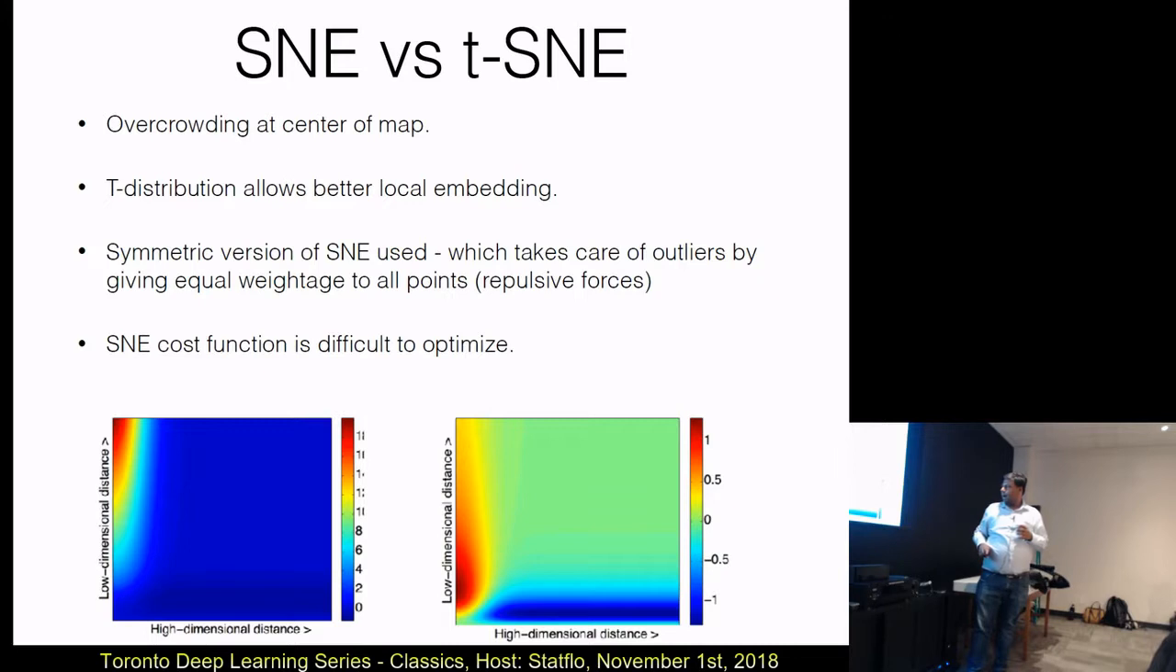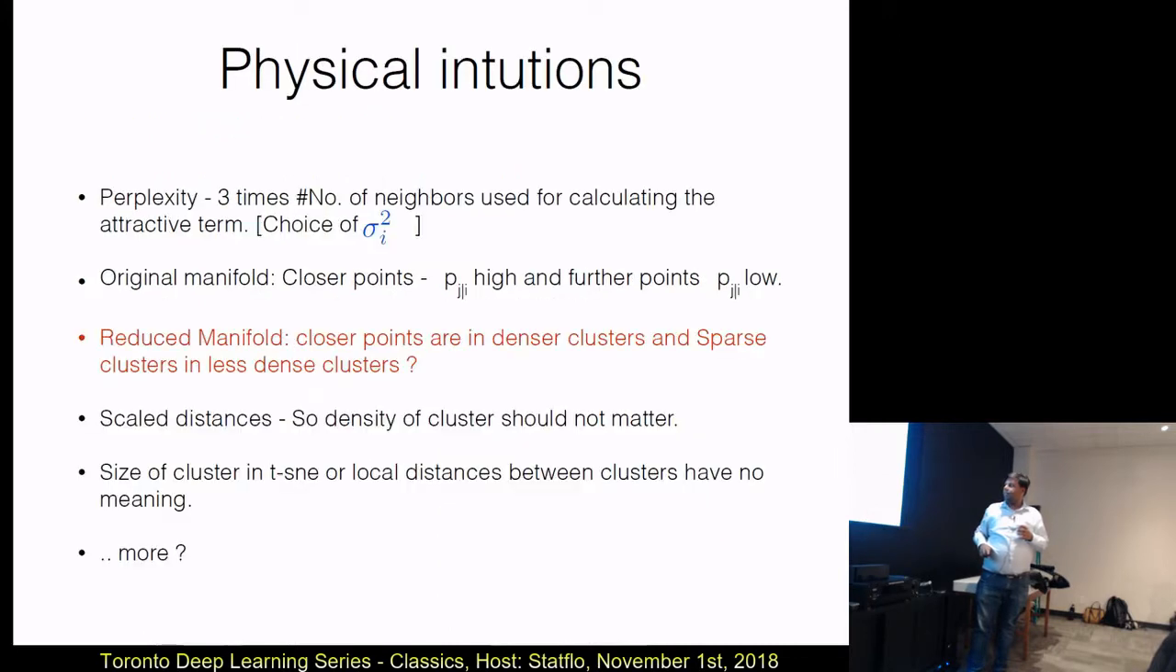Okay, so what was this? Yeah, this was fine. Yes, in reduced manifold, closer points are in denser clusters and sparse clusters are less dense. So basically just because they neglect the further points. They don't map it so nicely. Scale distances, so okay, that we kind of discussed. And size of cluster, okay.